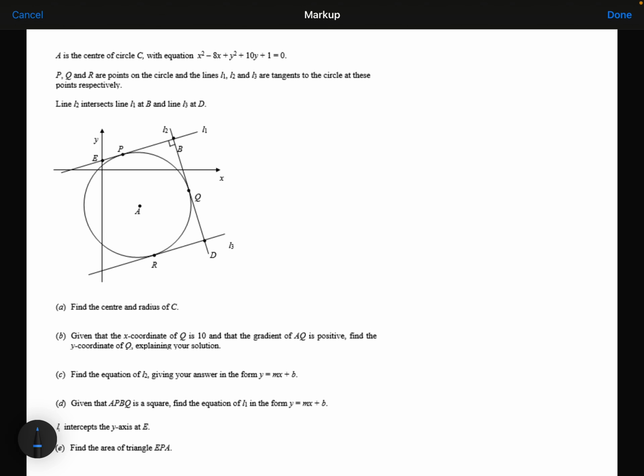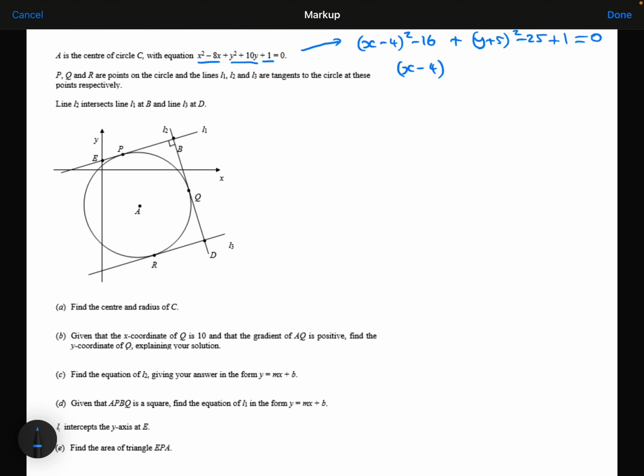Part A, find the centre and the radius of this circle. So let's take this equation and do some completing the square. So focusing on the x parts first of all, x minus 4 all squared minus the 16. Now let's focus on the y part. We've got y plus 5 all squared minus 25. Let's not forget about that plus 1 equals 0.